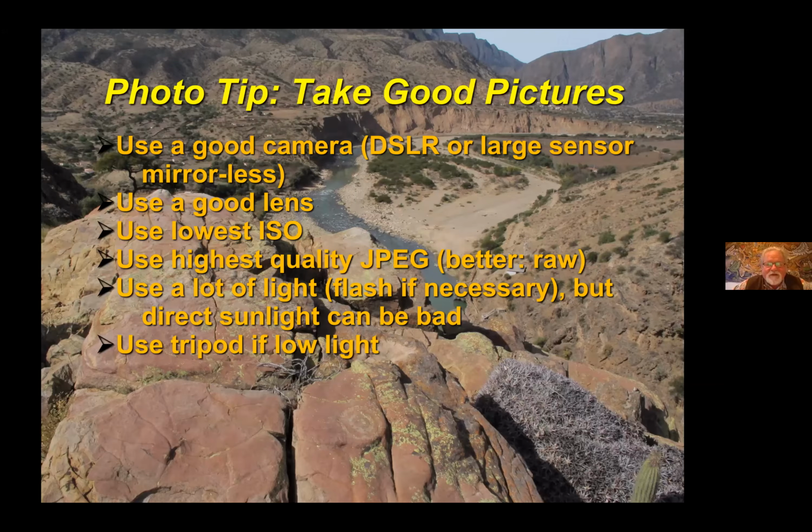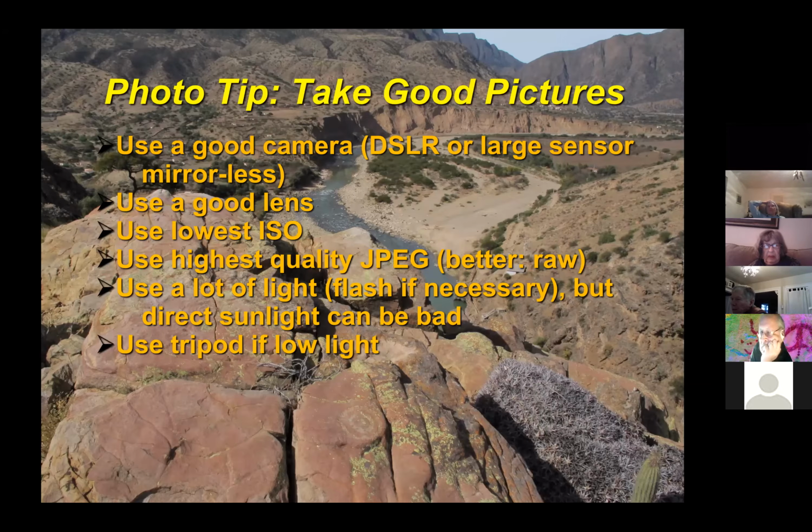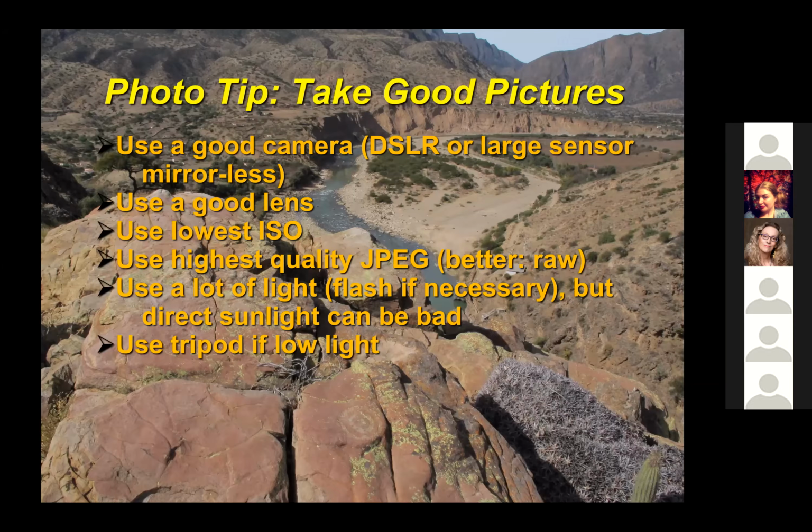At any rate, to take good pictures, use a good camera with a good lens. Use the lowest ISO. If you're saving images as JPEGs, use the highest quality JPEG that you can. It's better to save raw data and then convert that into a TIFF, for instance. Light is essential. If it's not very bright, then DStretch will have a problem with noise in the images. DStretch is an enhancement, and that will enhance noise as well as colors.